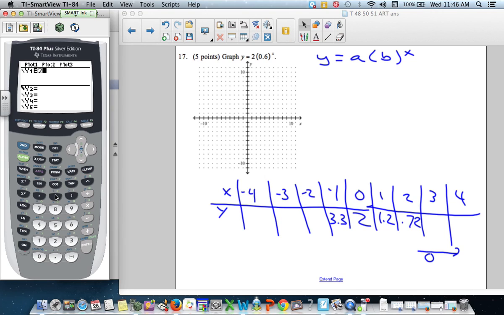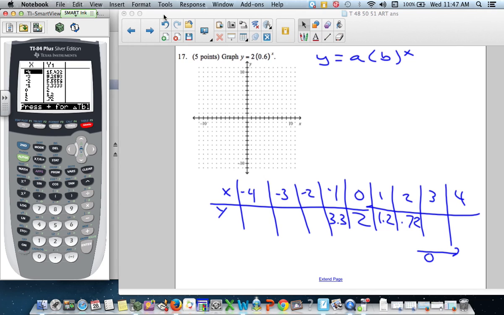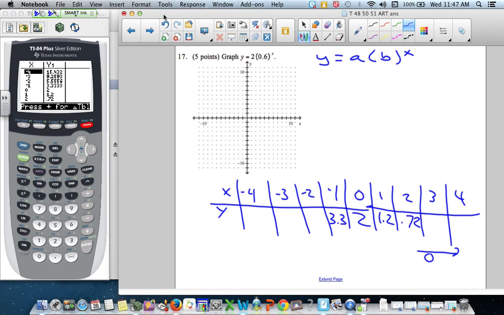I'm going to go to my y equals, put in that equation. Remember to use caret, then x. And then I'm just going to look at a table. Let's start it at -4. Whoops, second y window, -4. So -3 is going to be 9.3, 5.6, etc.